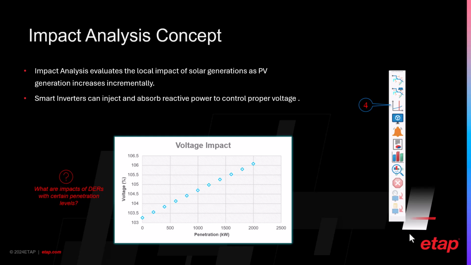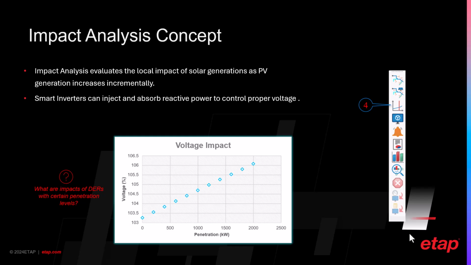Impact analysis evaluates the local impact of solar generation as PV penetration increases incrementally. So you want to see if you slowly increase the penetration, how is the voltage at the bus to which it's connected getting affected. So this helps you micro-analyze problems. When you implement other techniques and consistently know that some buses are being problematic, you can specifically narrow down your focus to that bus and study the impact.